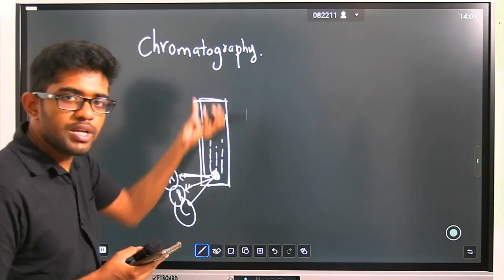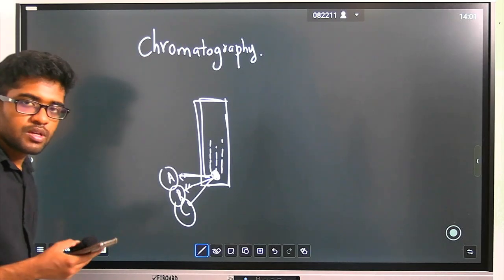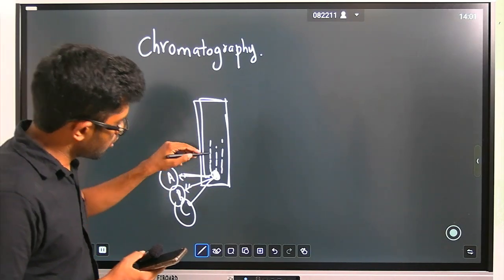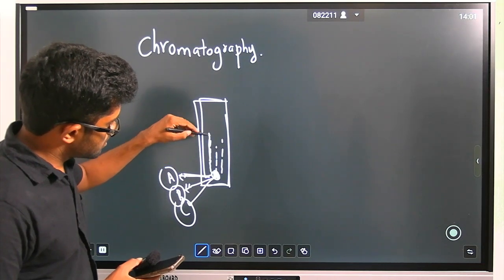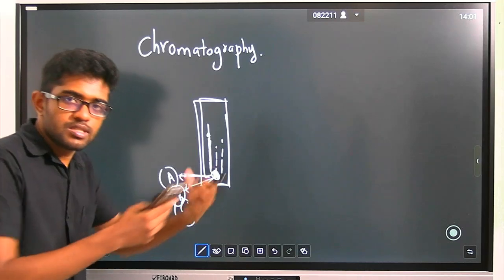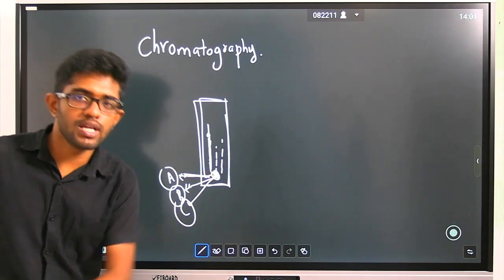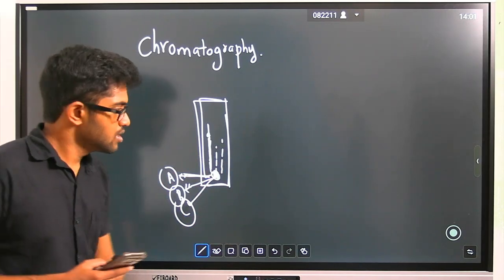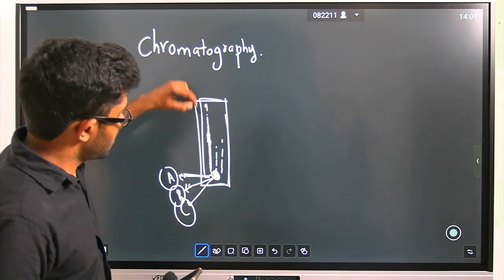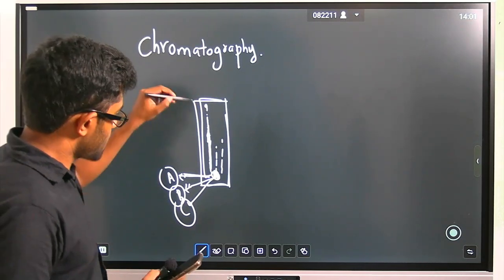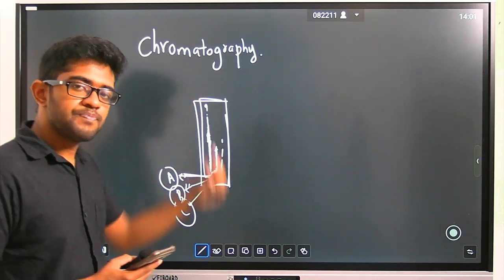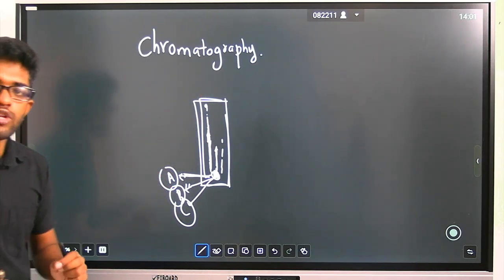It will absorb and try to go up. But if the attractions are powerful, then the paper itself will stop these components from traveling because the attraction is higher and it will pull them back. So you just need to know: if a substance can travel a lot, then the attraction is weak. If a substance can't travel a lot, then the attraction is strong. That's the important theory point you need to know.